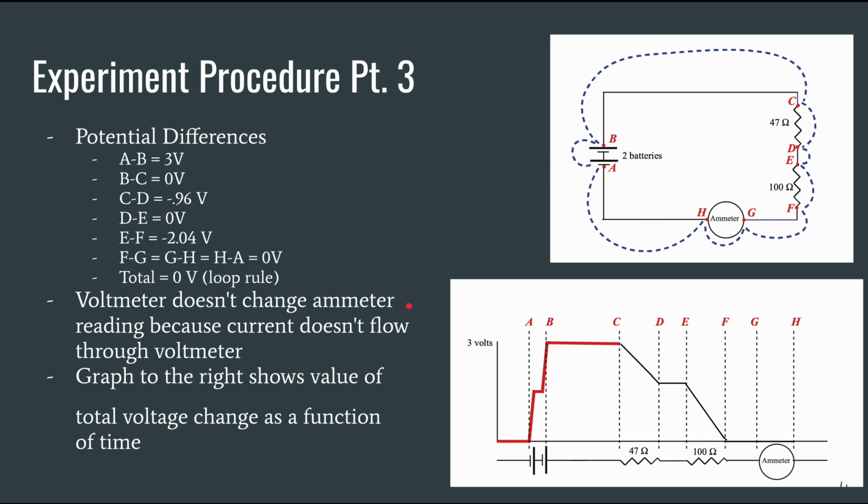The voltmeter doesn't change the ammeter readings because current's not going to flow through the voltmeter, it's just touching the circuit, and the current keeps going through the circuit. And the graph to the right shows the value of the total voltage change as a function of time. So this is right after the battery, it's at 3, first resistor goes down, second resistor goes down to 0, and then stays at 0.